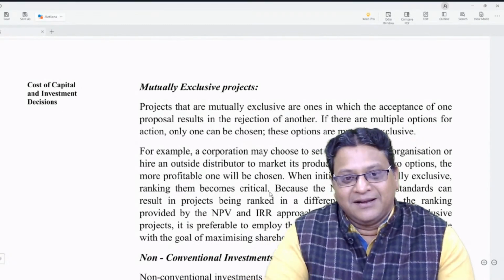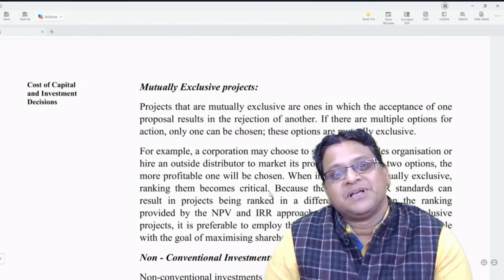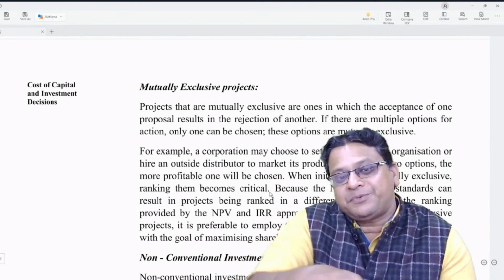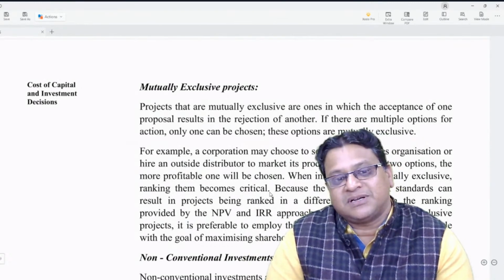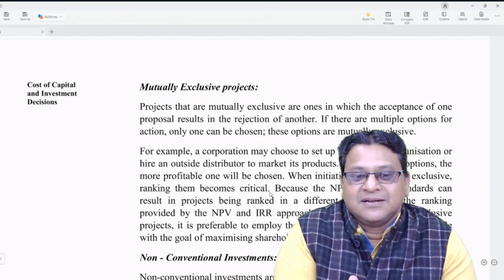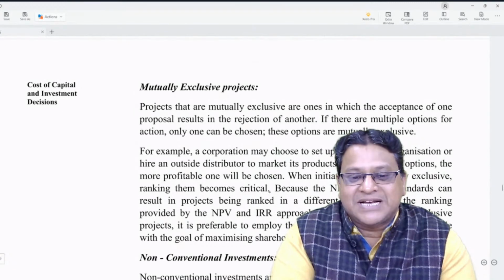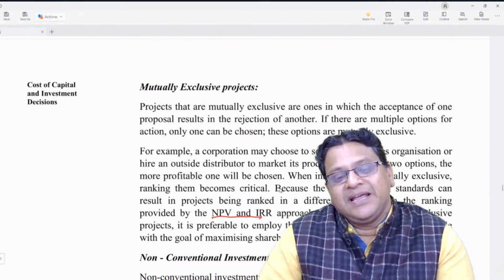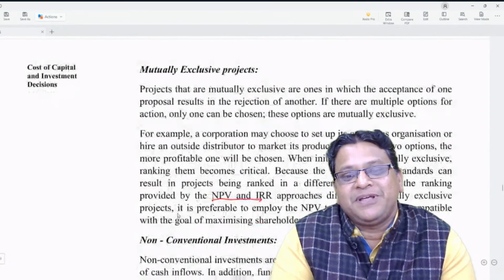Head and tail, mutually exclusive. Male and female, mutually exclusive. Similarly, there are two projects, project A and project B, and you have to select either one. That is known as a mutually exclusive project. In this case, you have to select one project, and there may be a conflict between NPV and IRR. Similarly, in a non-conventional project, there can be a conflict between NPV and IRR.